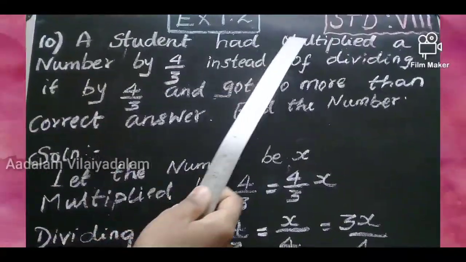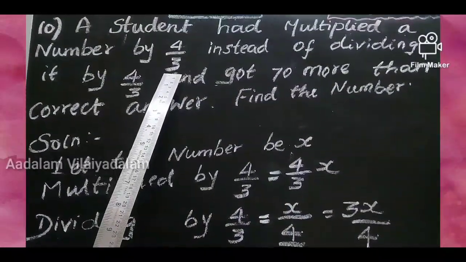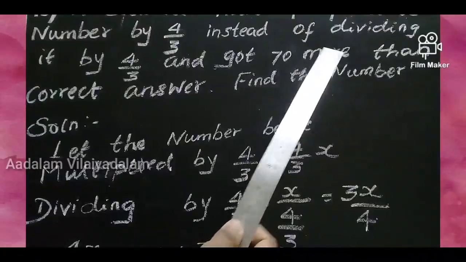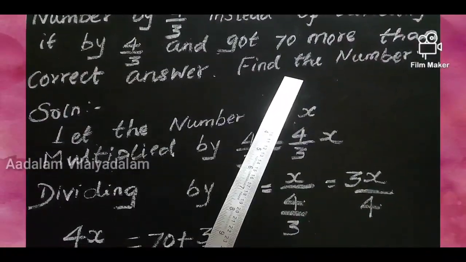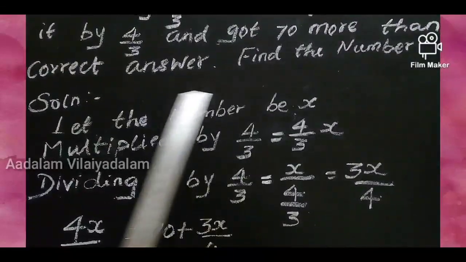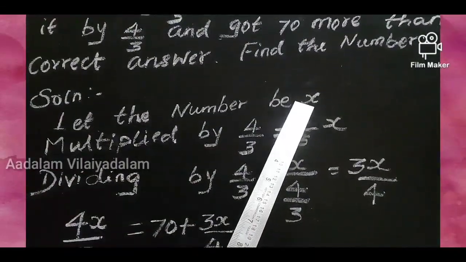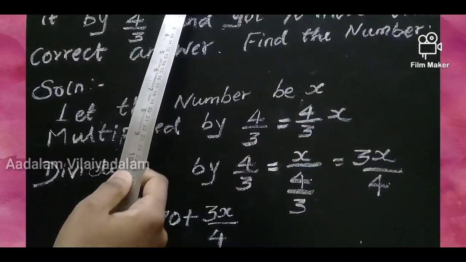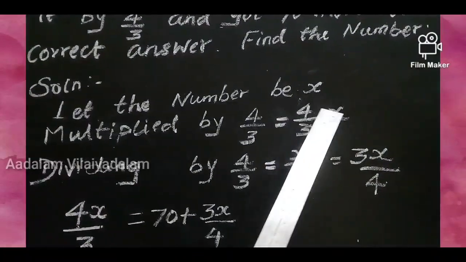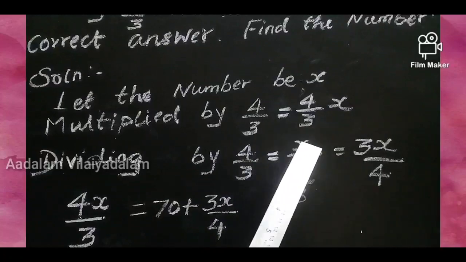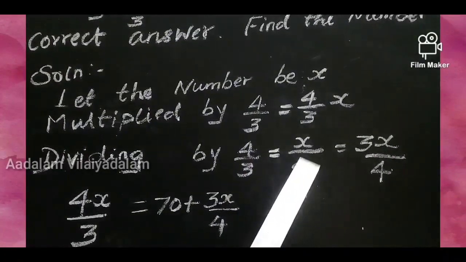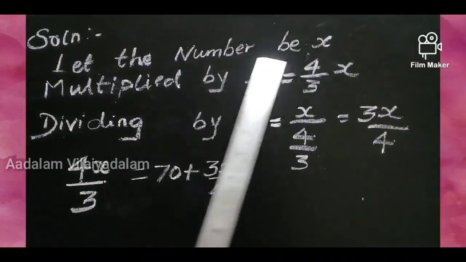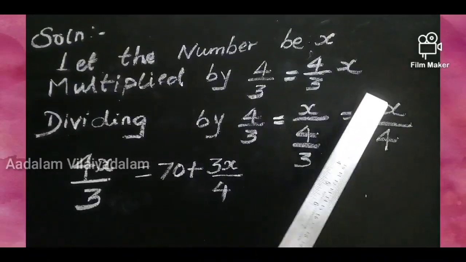A student had multiplied a number by 4 by 3 instead of dividing it by 4 by 3 and got 70 more than the correct answer. Find the number. So the number is the unknown value. Let the number be x. So multiply by 4 by 3 means 4 by 3 x. Divide by 4 by 3 means x divided by 4 by 3, the reciprocal only, 3x by 4. So multiplying the number gives 4 by 3 x, dividing the number gives 3x by 4.